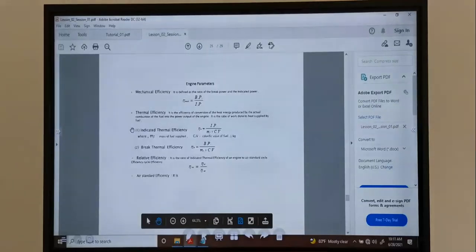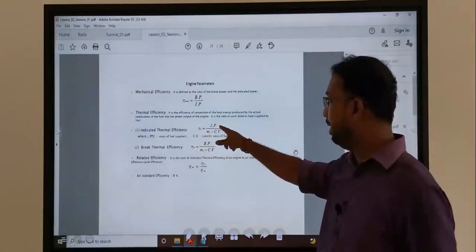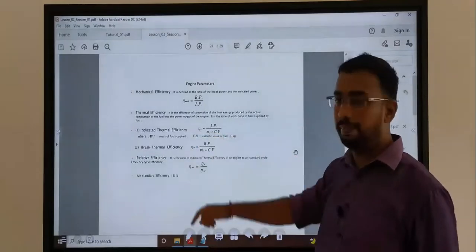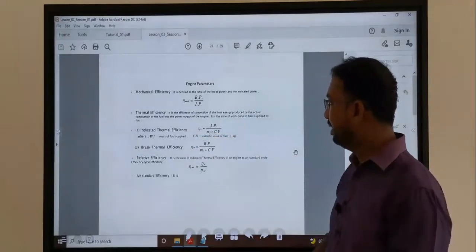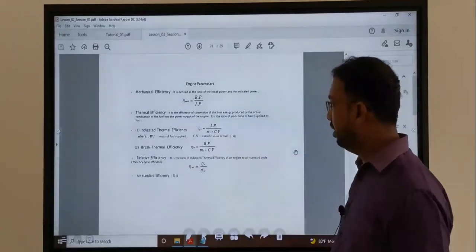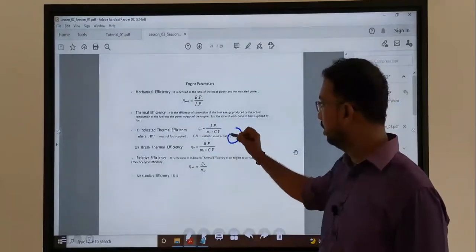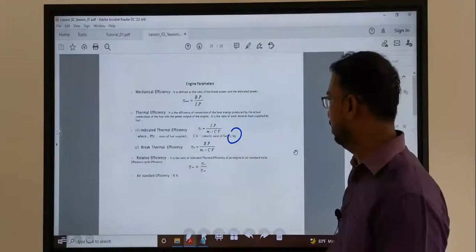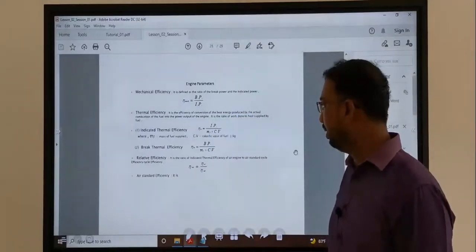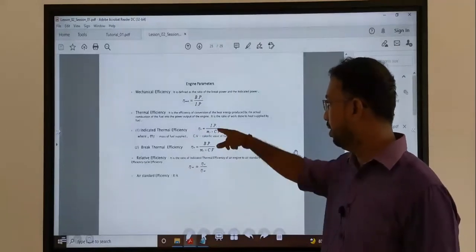So here you can see the second one. Indicated thermal efficiency is IP divided by MF into CV. That means MF is the mass of fuel supplied, and CV is the calorific value of fuel. The unit of calorific value of fuel is joule per kilogram. So that is IP over MF into CV.